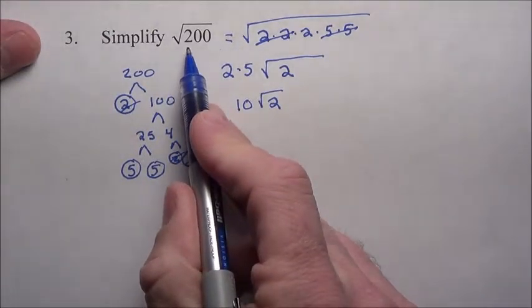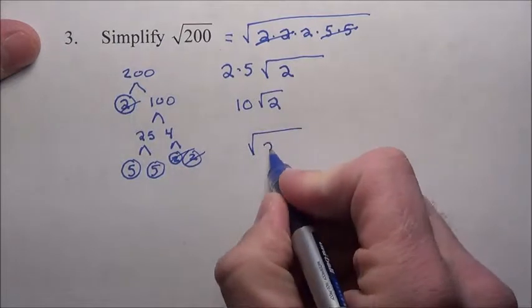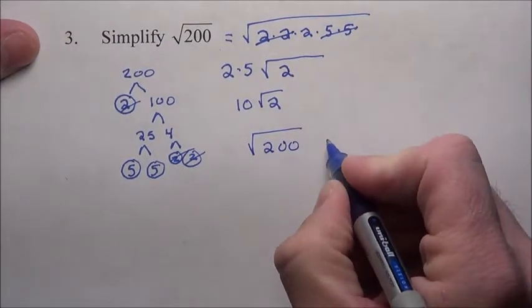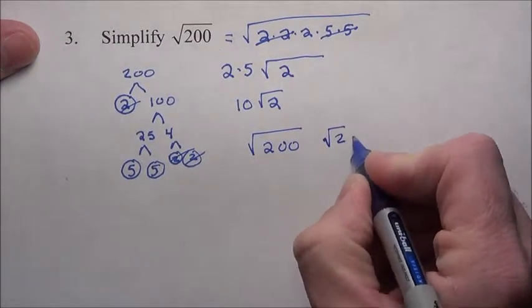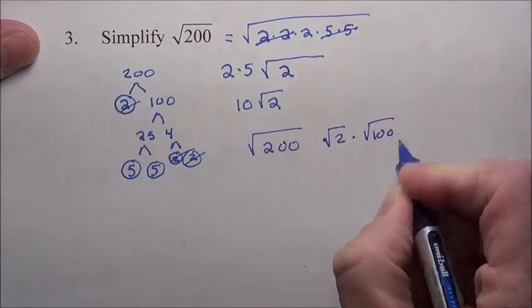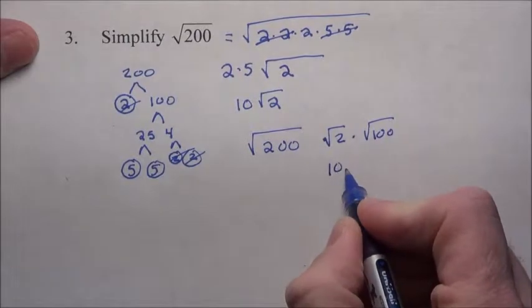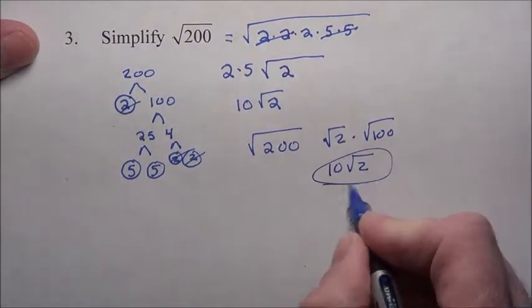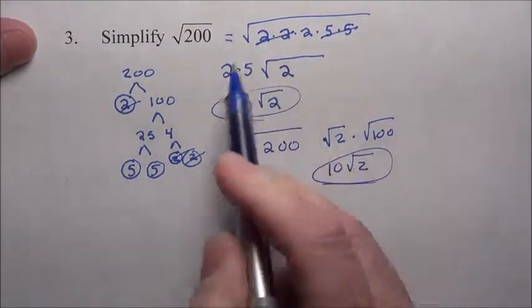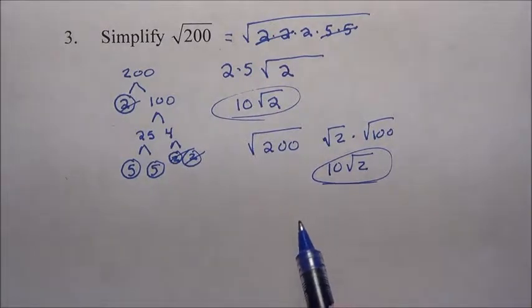The other option is some of you may have noticed when you had the square root of 200, you may have said, hey, I recognize that's the square root of 2 times that perfect square of 100. And the square root of 100 is simply a 10, and then you're left behind with root 2, and it would give you that. Either way is fine, whichever works well for you.